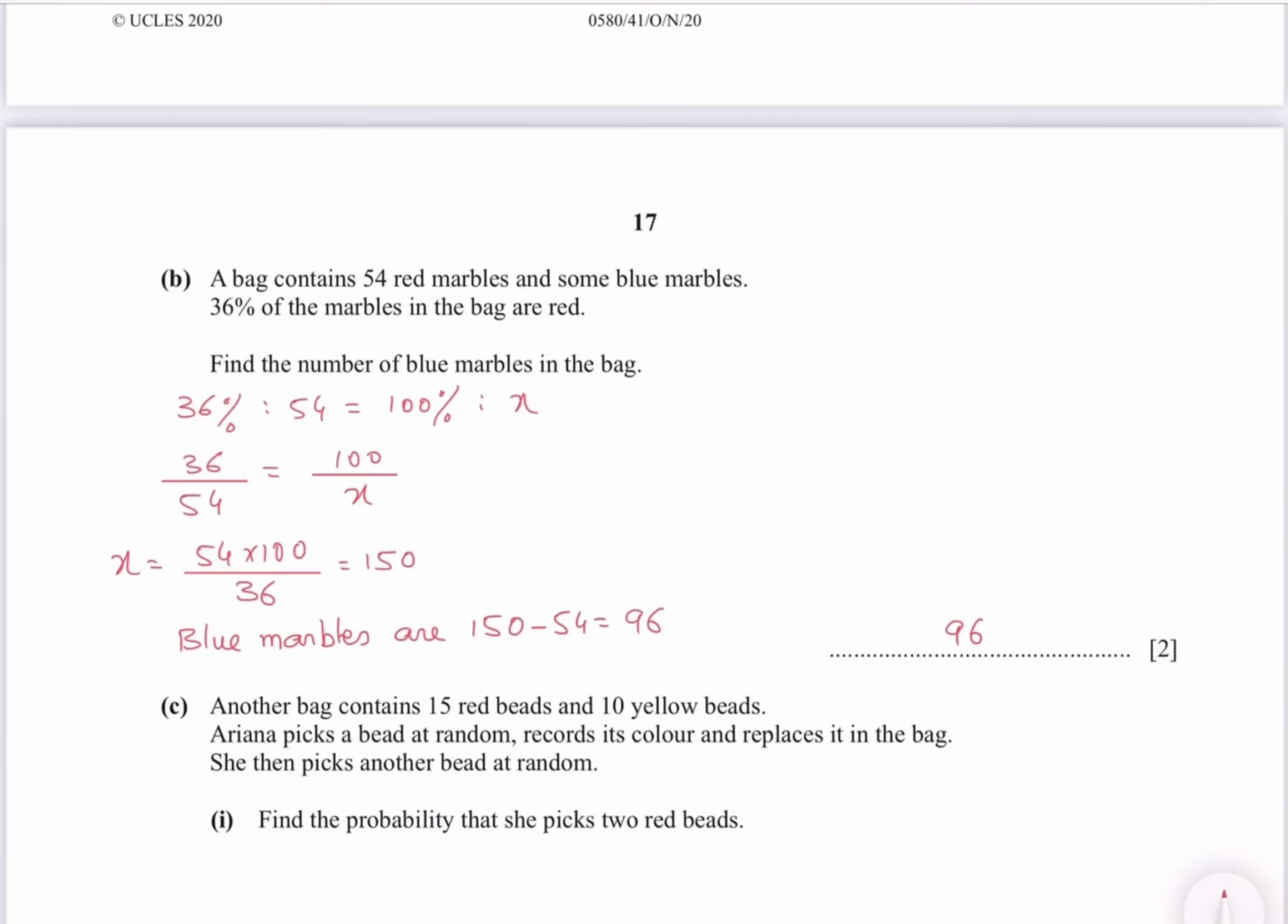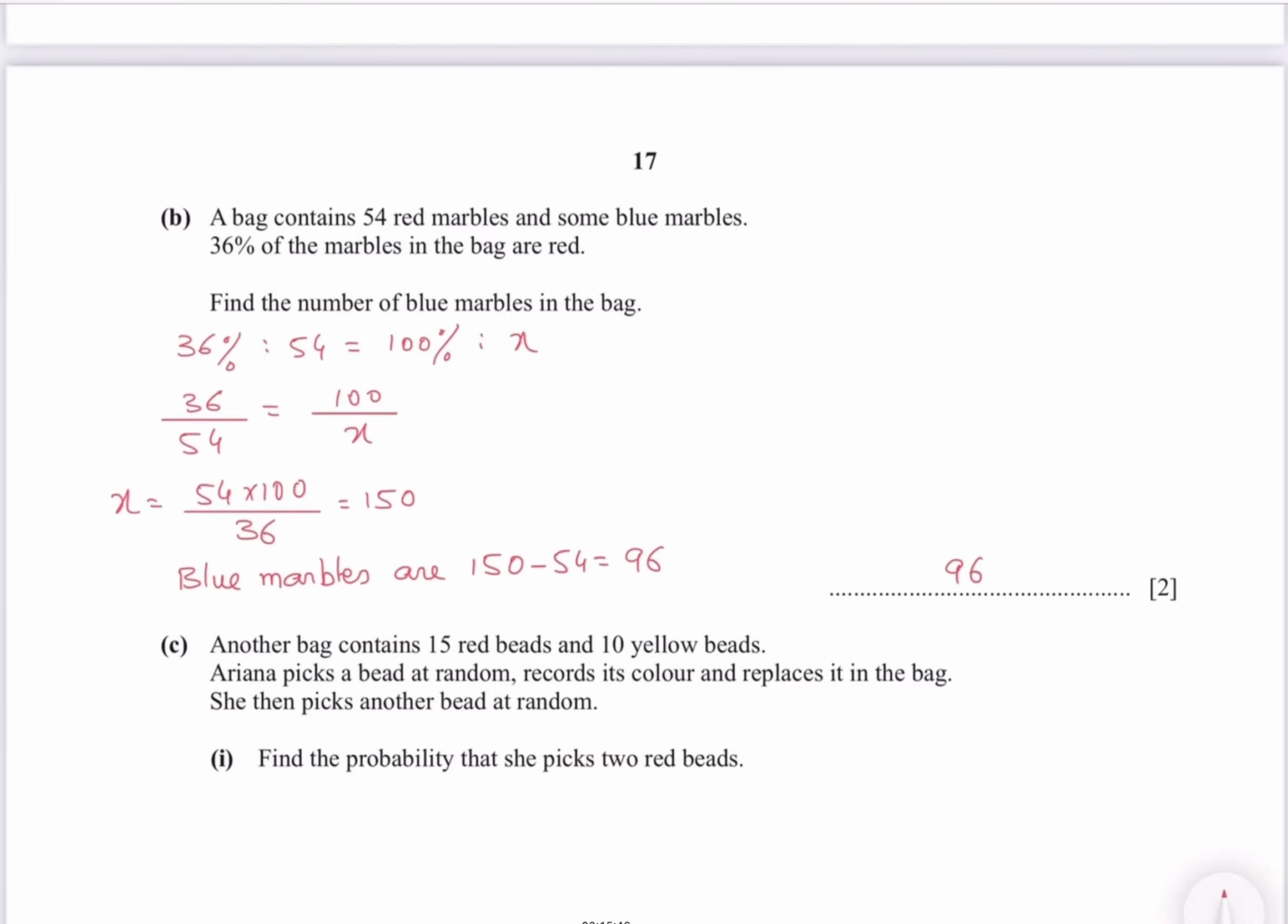In part C, another bag contains 15 red beads, 10 yellow beads. Ariana picks a bead at random, records its color and replaces it in the bag. She then picks another bead at random. Find the probability that she picks 2 red beads.